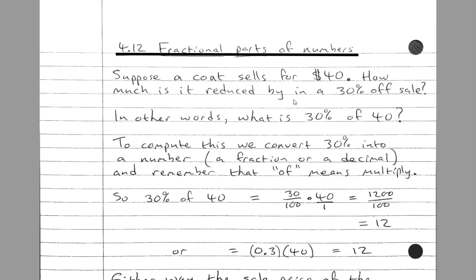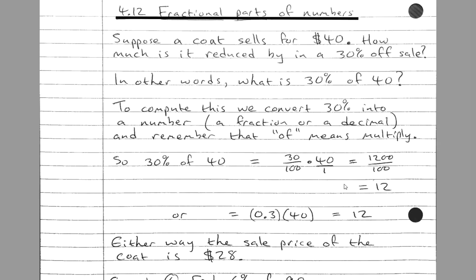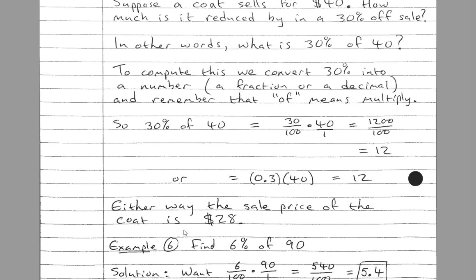So the coat is $12? No, that's the reduction. So the price goes down by 30%, down by $12. So the sale price of the coat is 28. So 40 minus 12 is 28.